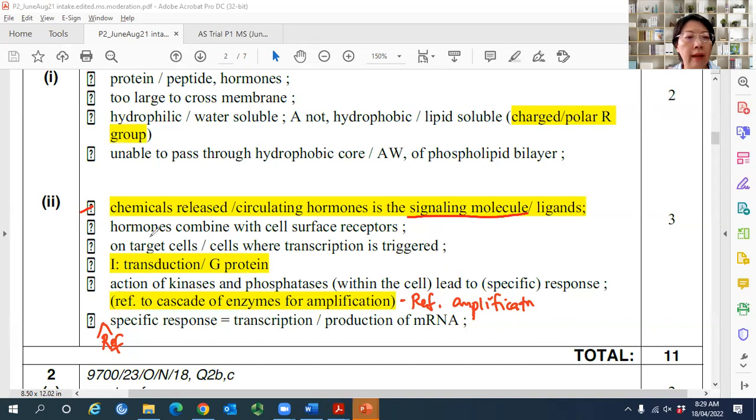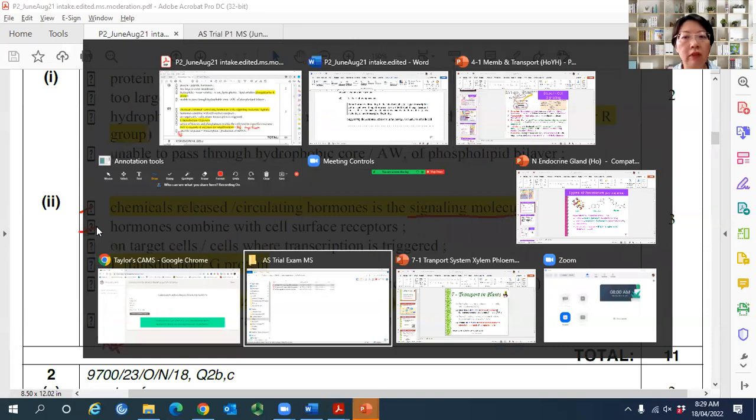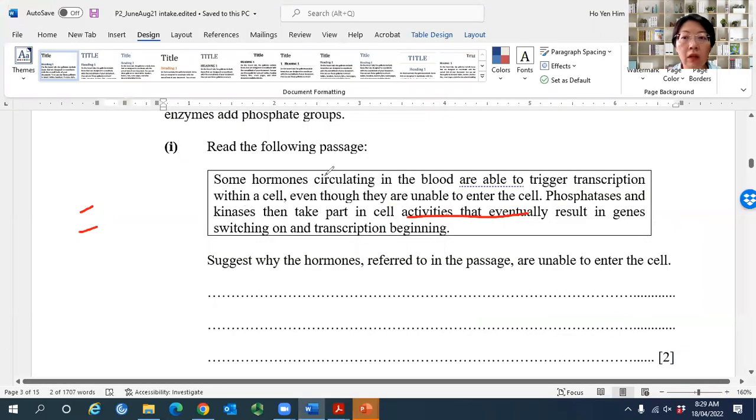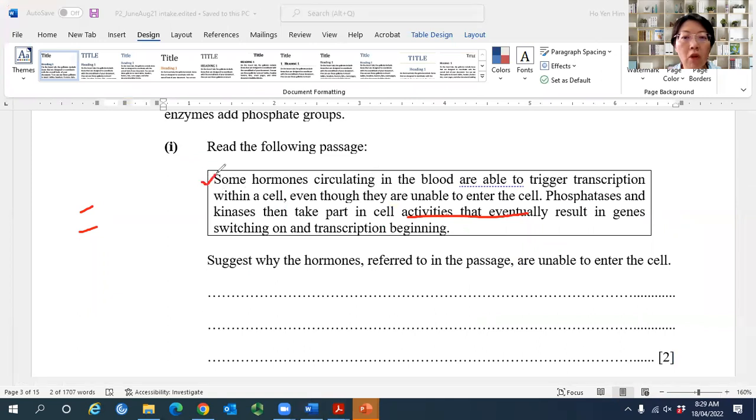Okay, and then after that, the hormone, so you have to use the information from the passage, right? Some hormones circulating in the blood are able to trigger transcription. That means the passage did not give us information about what cell secretes the hormone. So therefore you cannot say the endocrine gland cells secrete hormone. There'll be no mark because the passage didn't mention that. So you have to refer to the passage.